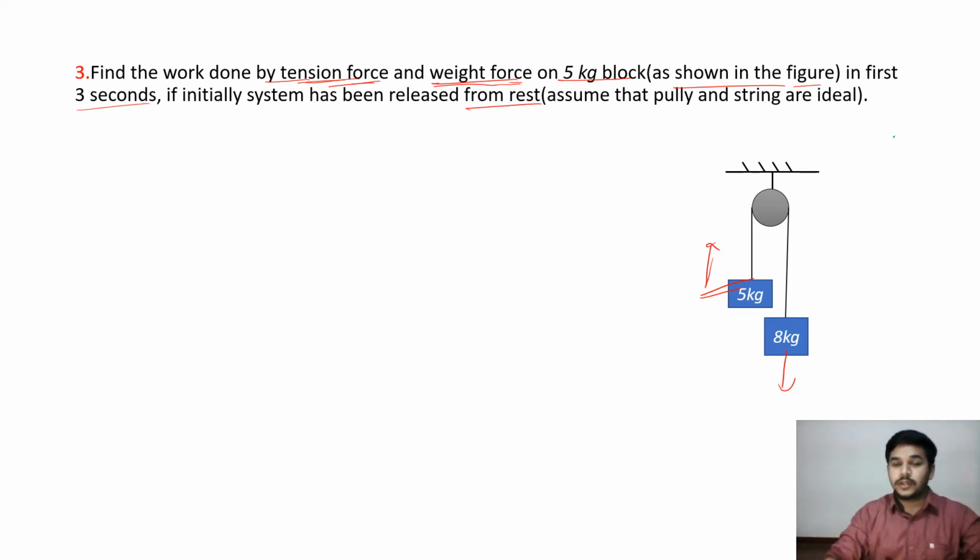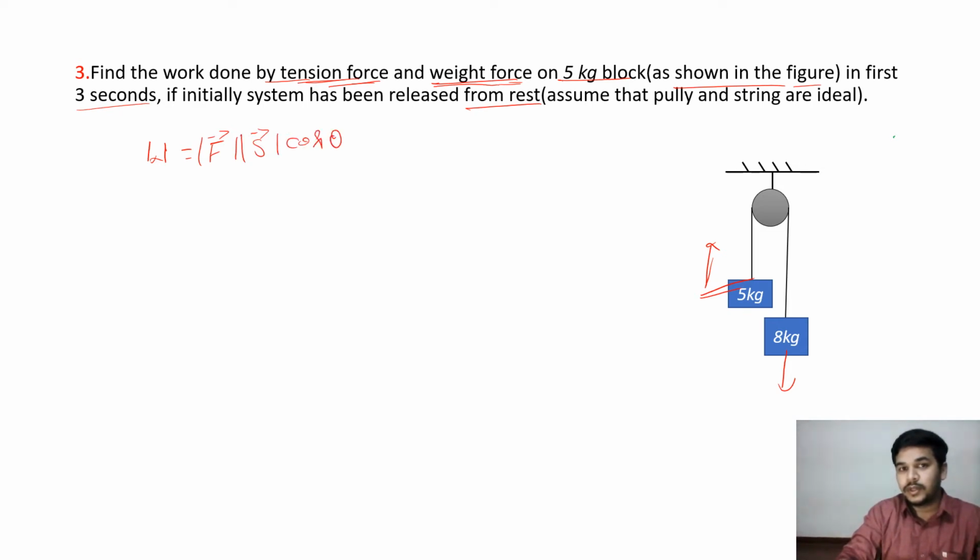To calculate the work done, remember, I am writing it again so that your theory becomes clear. It is |F||S| cos theta. We need the force, we need the displacement, and we need the angle between force and displacement. The weight force we know: mass times gravitational acceleration, mg. But tension is unknown, and displacement is also unknown. So let's first calculate the displacement of the block.